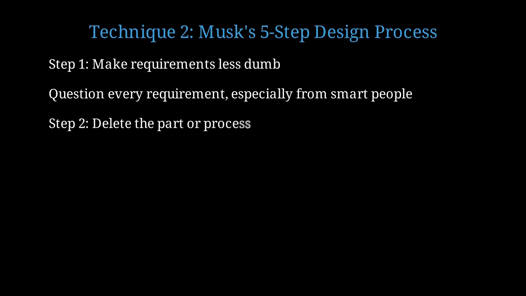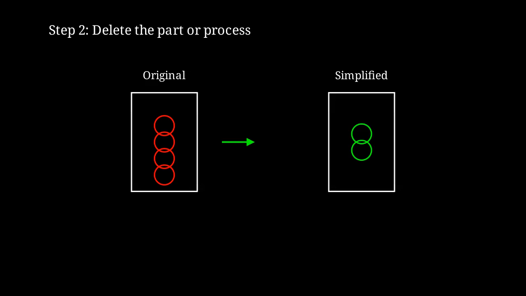Step 2. Try to delete the part or process. If you're not occasionally adding things back in, you're not deleting enough. The most common mistake is optimizing something that shouldn't exist in the first place. Delete before you optimize. Step 3. Simplify and optimize, but only after you've completed steps 1 and 2. The most common error is doing this step first.